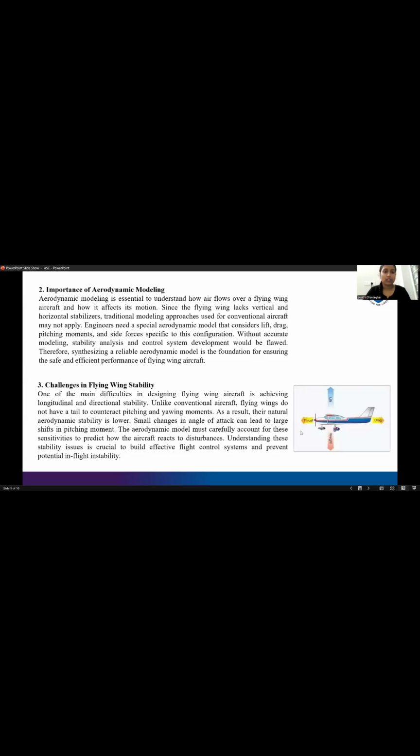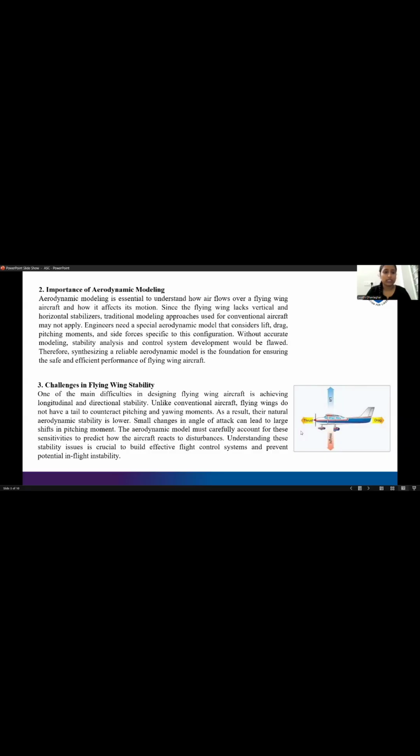Importance of aerodynamic modeling. Aerodynamic modeling is essential to understand how airflow over a flying wing aircraft affects its motion, since the flying wing lacks vertical and horizontal stabilization. Traditional modeling approaches used for conventional aircraft may not apply. Engineers need a special aerodynamic model that considers lift, drag, pitching moment, and side force specific to the configuration.